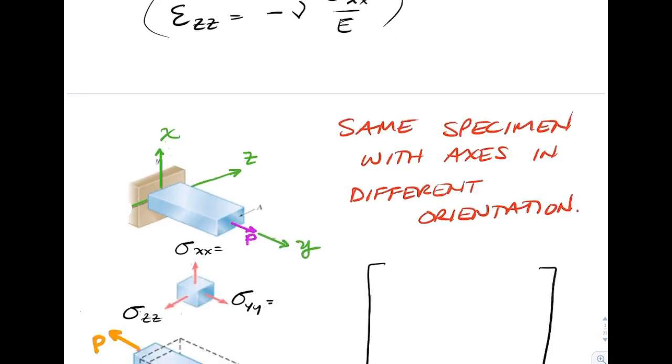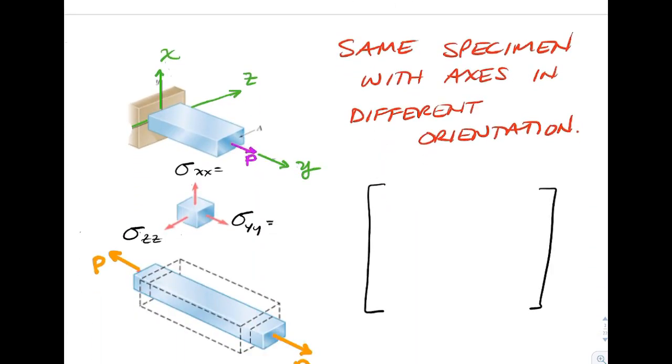So this is going to go a little bit quickly. We're going to take that exact same specimen, except the only thing we've done is shuffle the axes. So I'm going to put Y along the length of the member. That leaves Z and X in the lateral direction. And so here's our state of stress.